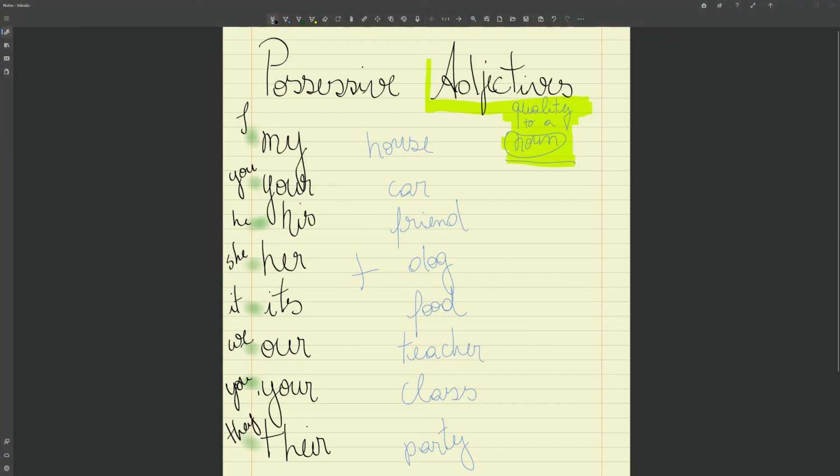Vamos agora repetir com os substantivos, com os noun. Repeat after me. Repita depois de mim. My house, your car, his friend, her dog, its food, our teacher, your class, their party.